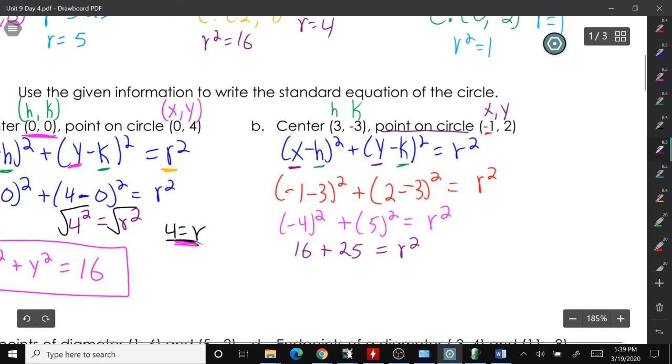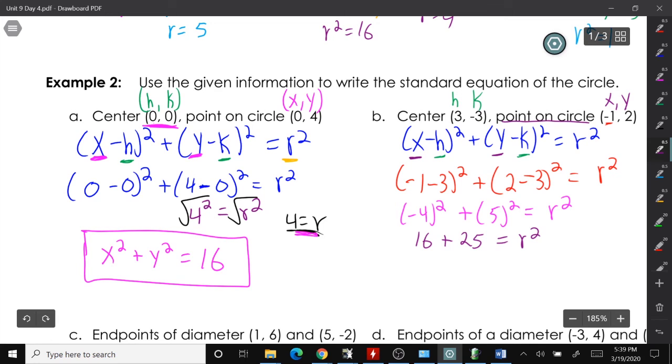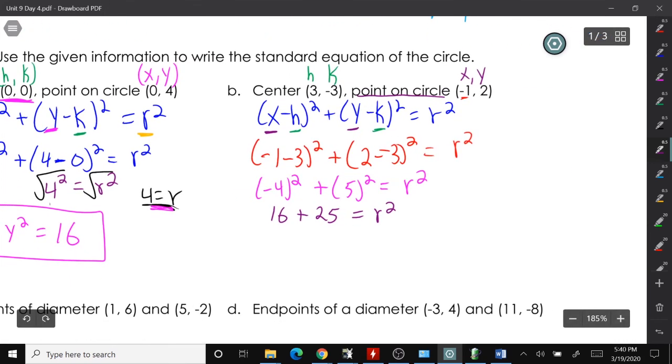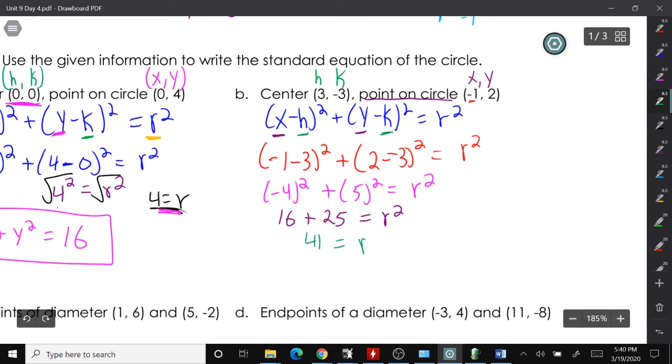So you may be saying in the other problem, why did I not make this 4 squared? The reason why I didn't do that was because I only had one number here. It was just 4. I didn't have anything from this part. That's why I said it might be easier to see when our center is not at 0, 0. So now 16 plus 25 is 41, and that equals r squared. Well, I'm not going to take the square root of this, because r squared is 41. That's what we need in our equation, is r squared.